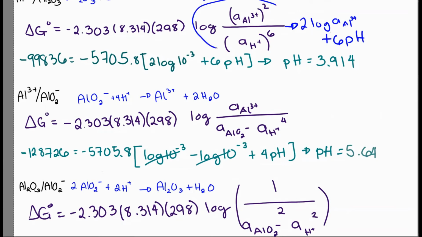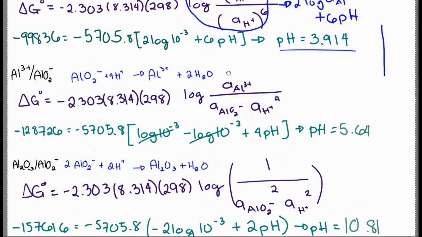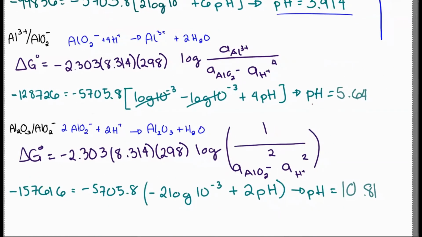Okay, this expression is ito. So if we evaluate this, we'll get pH is equal to 3.914. So this will become a vertical line, x is equal to 3.914. And for the other given, we also have pH is equal to 5.64 and pH is equal to 10.81. Vertical lines again.